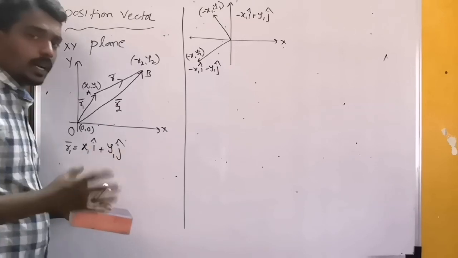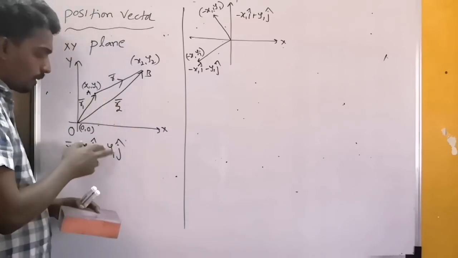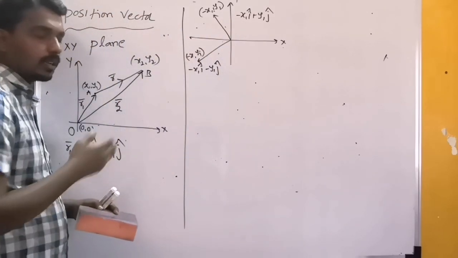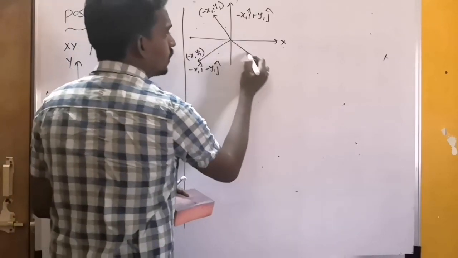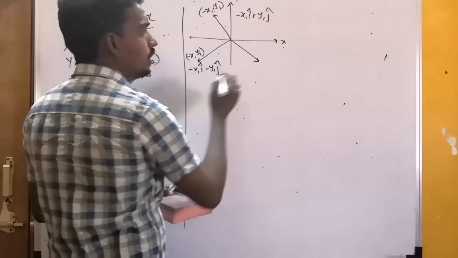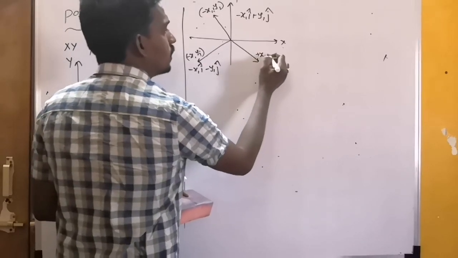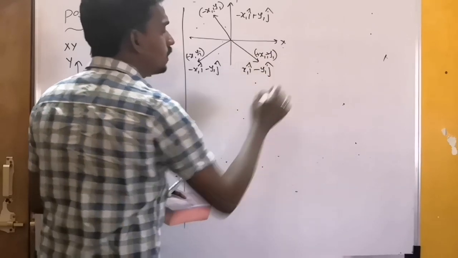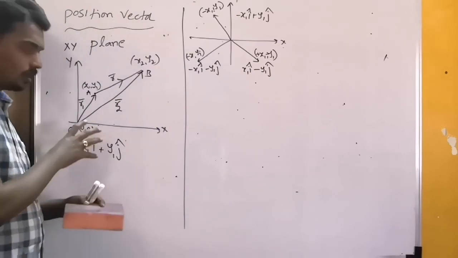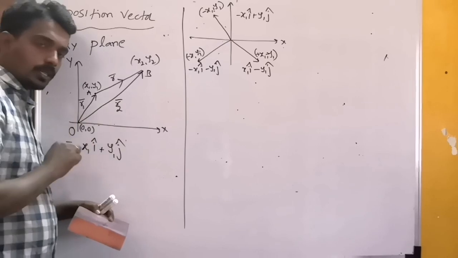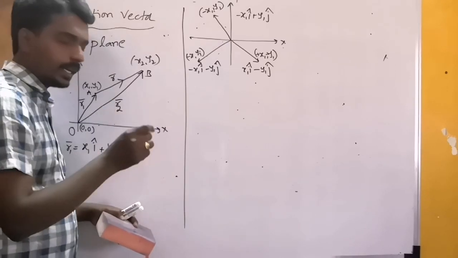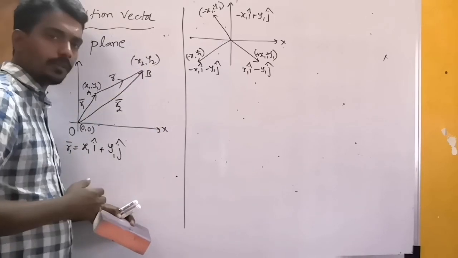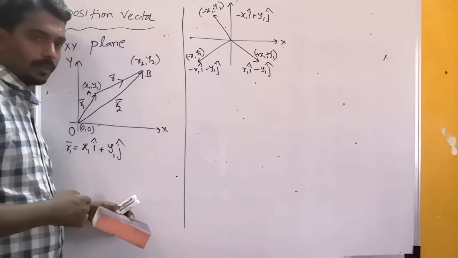That's why I said the combinations: plus i plus j, minus i plus j, minus i minus j, or plus i minus j. Like here, if you consider the position vector, then plus x1 and minus y1, so x1 i cap minus y1 j cap. So you have to define the position vector of a particle depending on its coordinates. So this is about the xy plane. In a similar way you can define the yz plane and the zx plane.